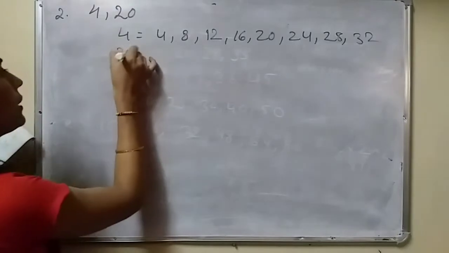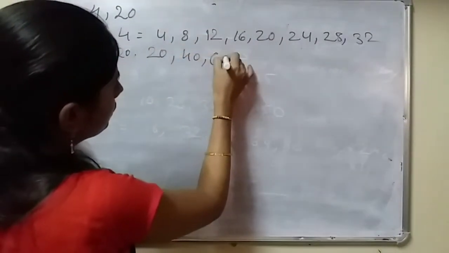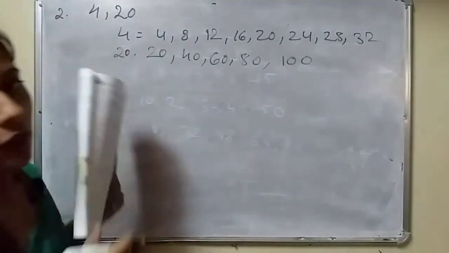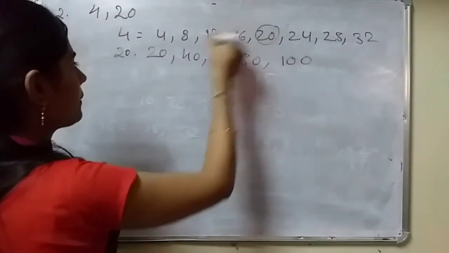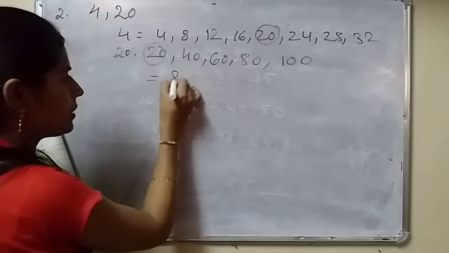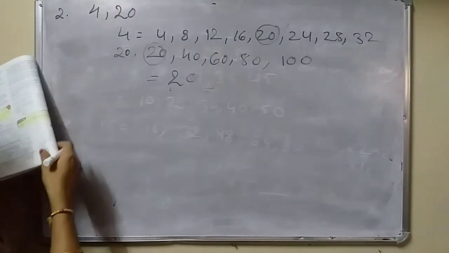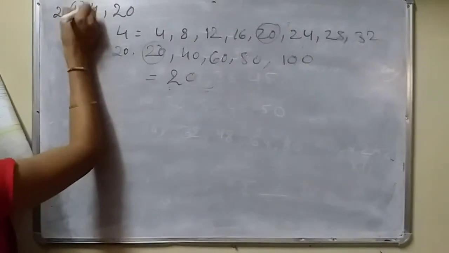Okay, multiples of 20. Now see, which is the common number you can see here? Only 20. So its answer is 20. Okay, now see, it is the first question now.